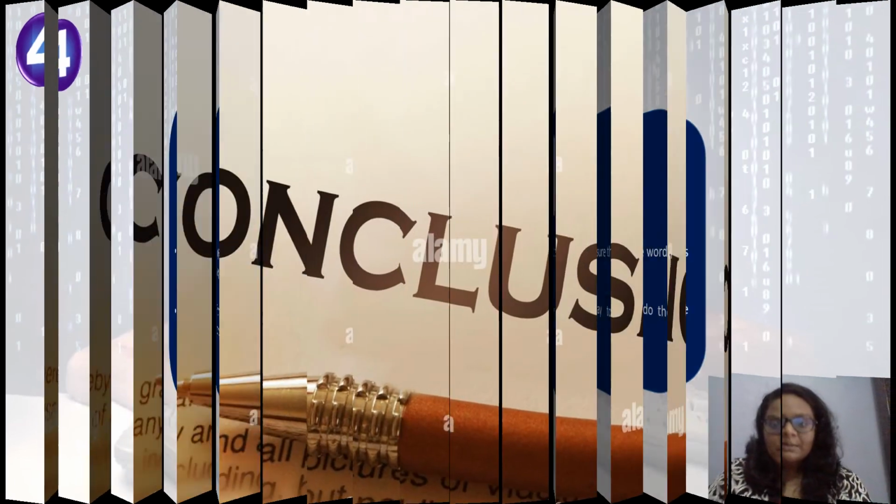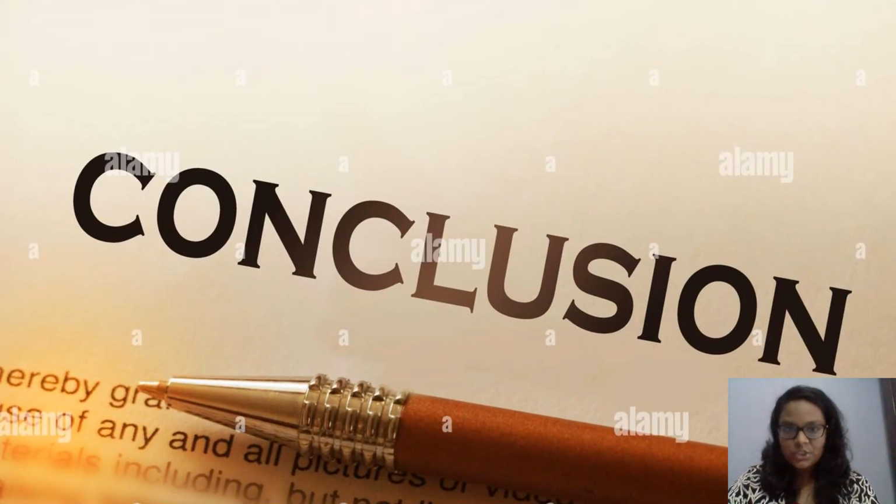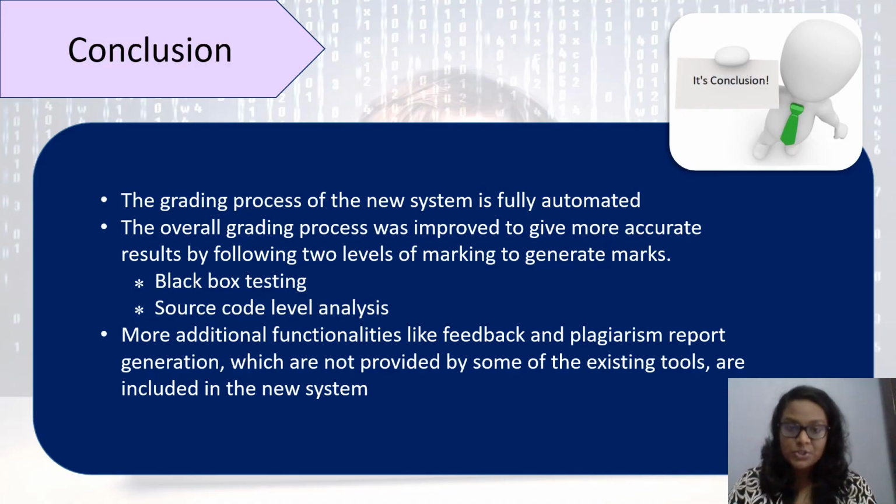Coming to the overall conclusion, the grading process of our system is fully automated. The overall grading process was improved to give more accurate results by following two methods of marking, where we did black box testing and source code level analysis, and we provided a score which was a summation of both. So it is highly accurate, and we also provided additional facilities like feedback and plagiarism, which are not there in some of the existing tools.